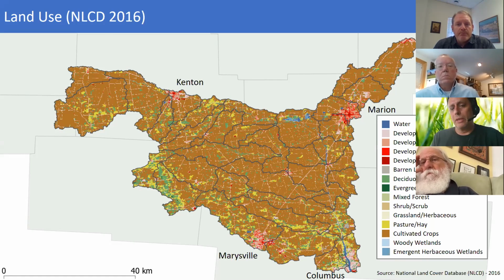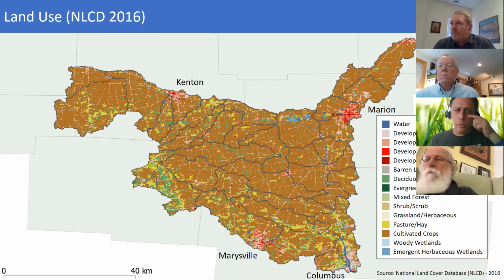We see that most of this is in cultivated crops, and as you know, mostly grain crops. There are some regions with urban areas. We have four urban areas, not a lot. Marion is probably the largest one within the watershed, and then Kenton, Ohio, and Marysville. And we actually have some urban area in the southeastern corner of the watershed, just north of Columbus. There are also some pasture lands, other land uses, and a number of forested areas. And there are some areas that contain waterways, wetlands, and other types of waters.